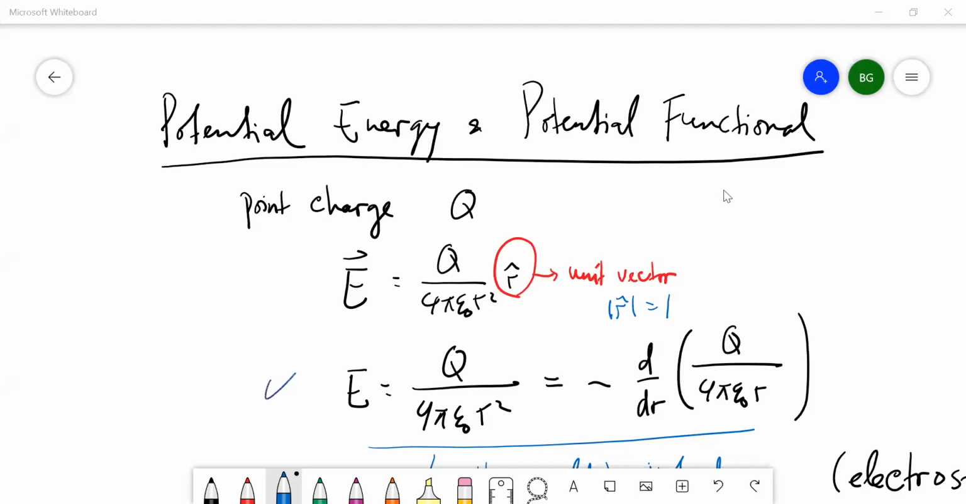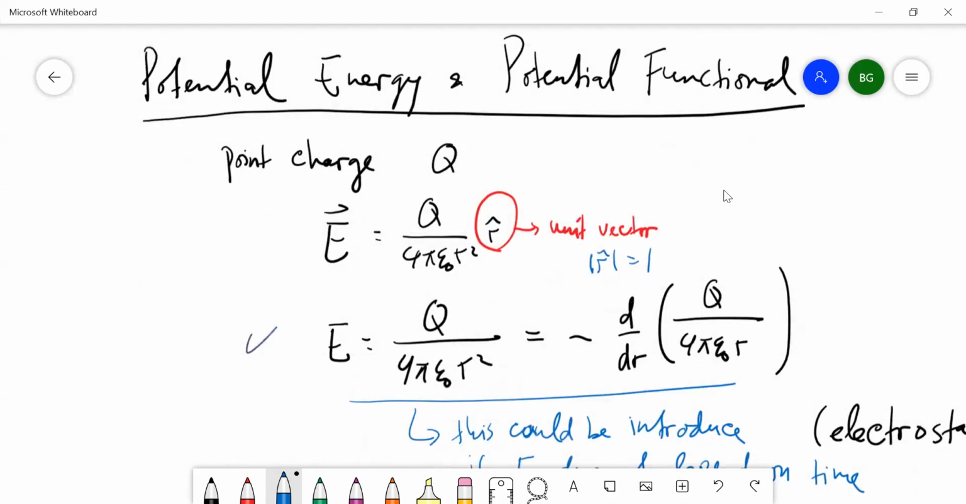So today we will discuss potential energy and potential function. Last week we discussed a quantity called the electric field. For example, if we consider a point charge, capital Q, this is a source charge.